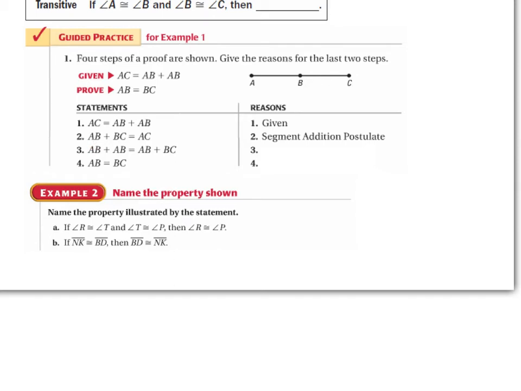Next, we're going to say, okay, well, AB plus BC is going to equal the whole thing. And we have talked about that before, where the two pieces add up to the whole thing. So that's the segment addition postulate. Now what has happened is they're saying, okay, well, AB plus AB is equal to AB plus BC. So what has happened here is actually the transitive property.